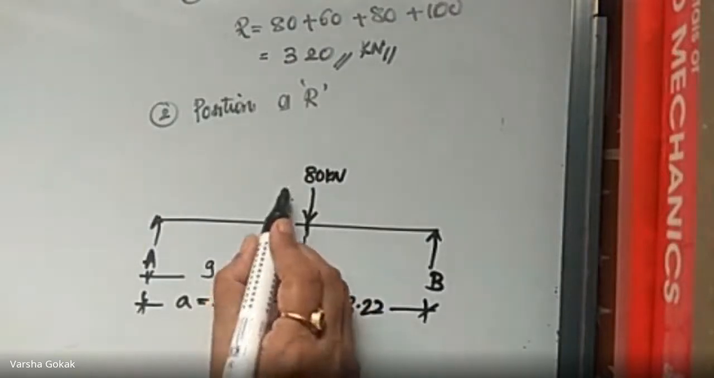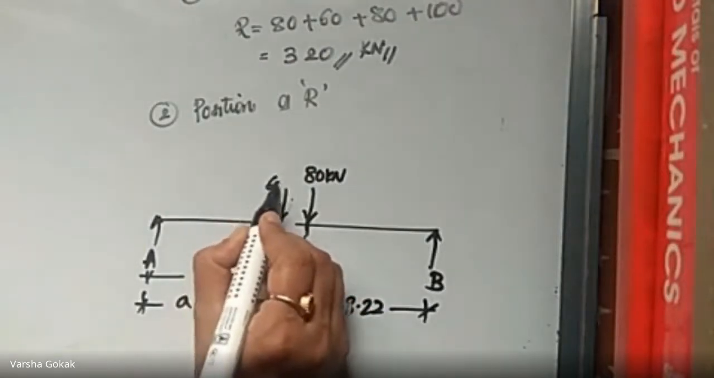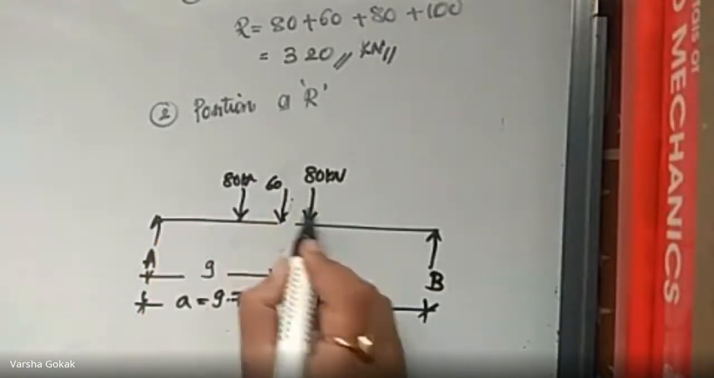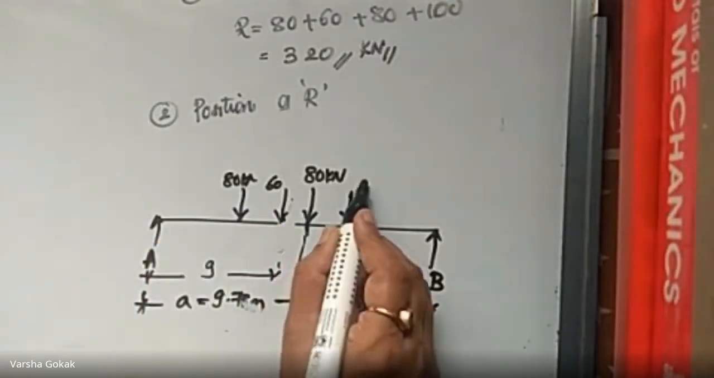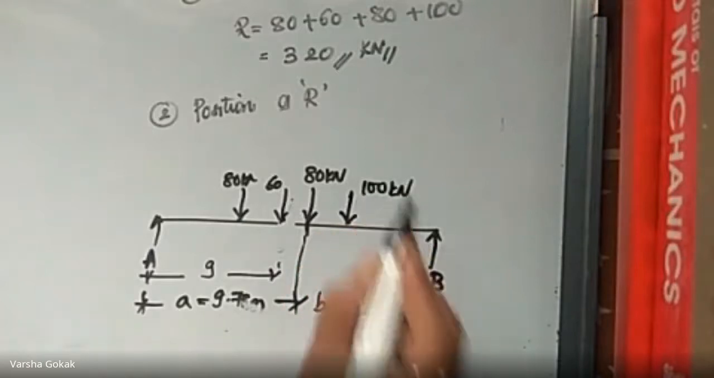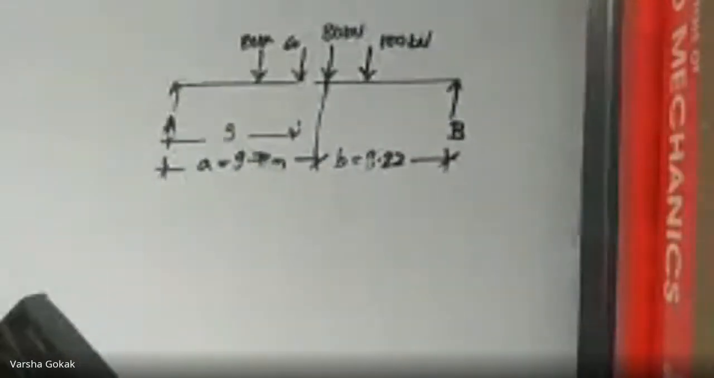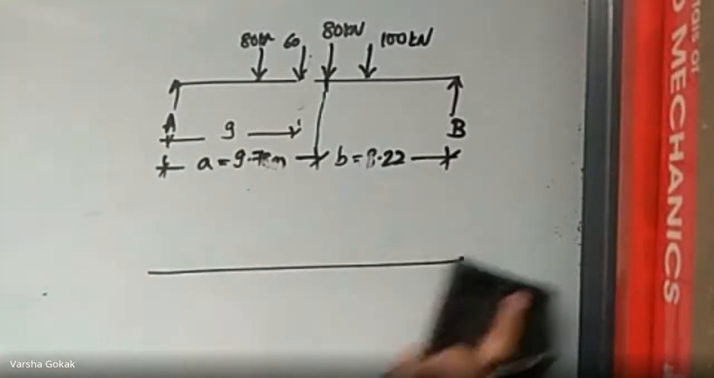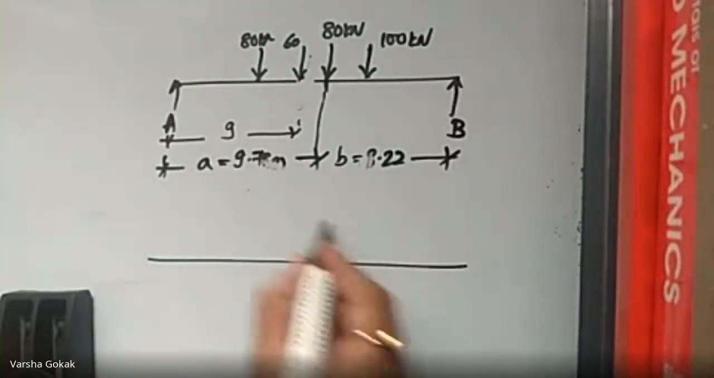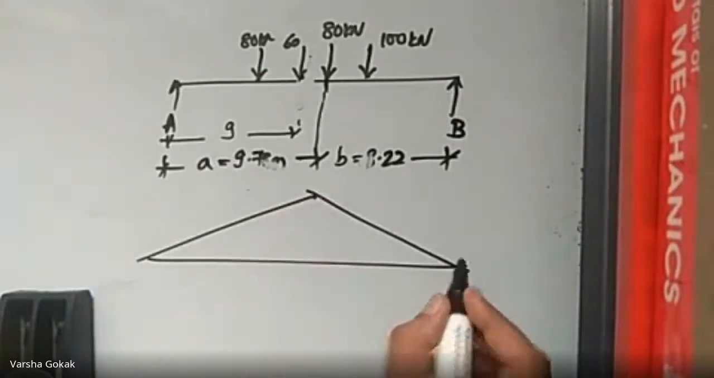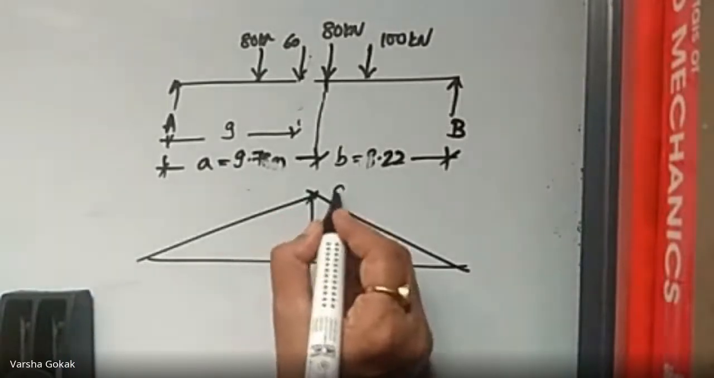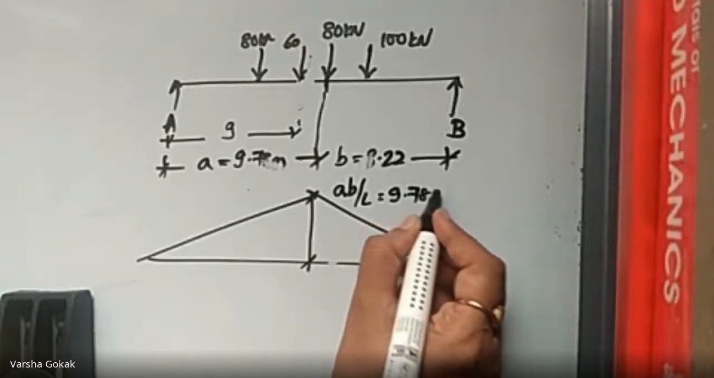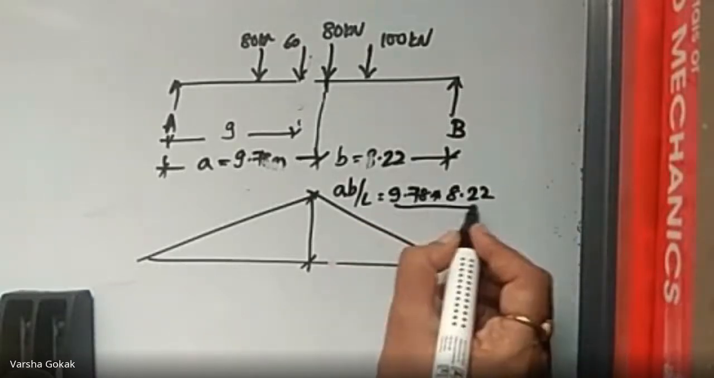80 kilonewton, then at 2 meters you had 60, from here at 2 meters you had another 80 kilonewton, and at 3 meters you had 100 kilonewtons. Next, when we calculate the bending moment, the influence line diagram is going to be like this. Under this load I will show the peak. This is going to be AB by L, that is 9.78 into 8.22 divided by 18.